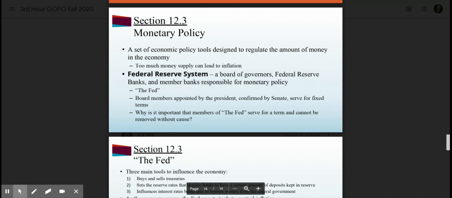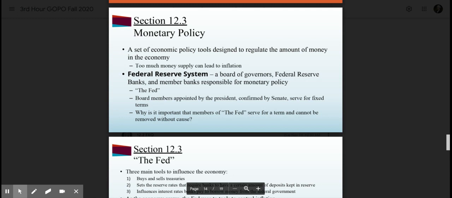We don't want it where they were like in Germany, where they were literally taking wheelbarrows of money just to go buy a loaf of bread because they printed too much. So there's a group in charge of this known as the Federal Reserve System, or just the Fed, and they're responsible for making this monetary policy.